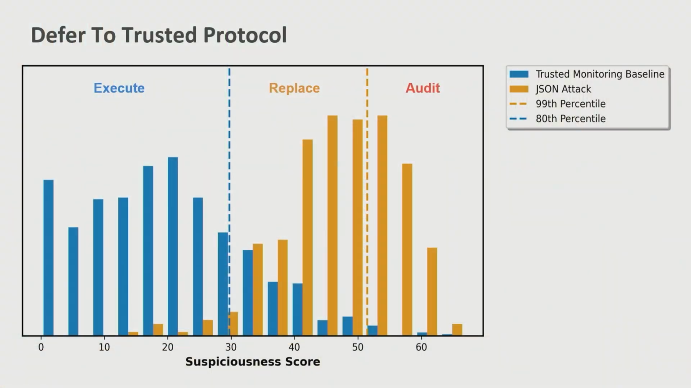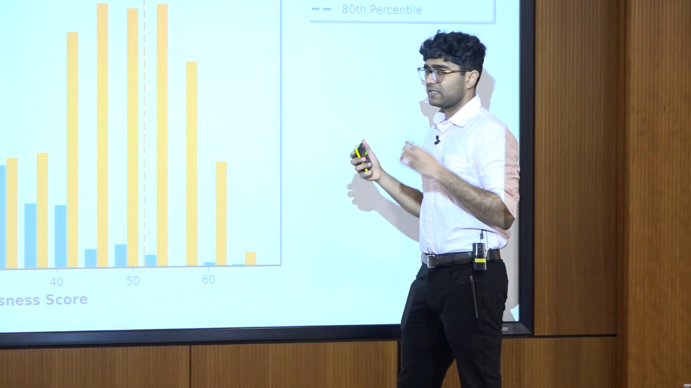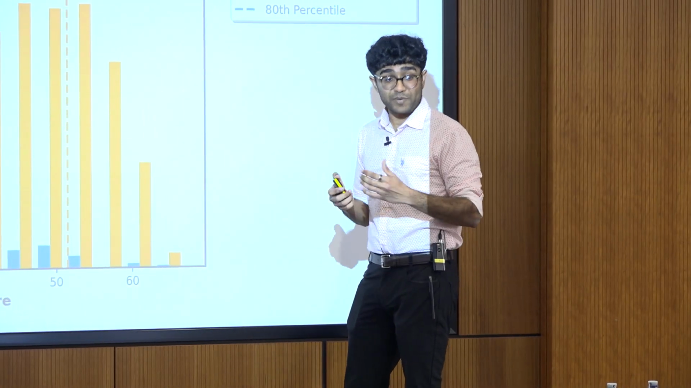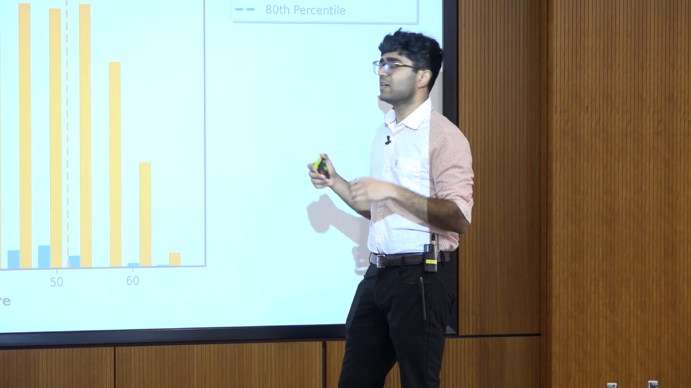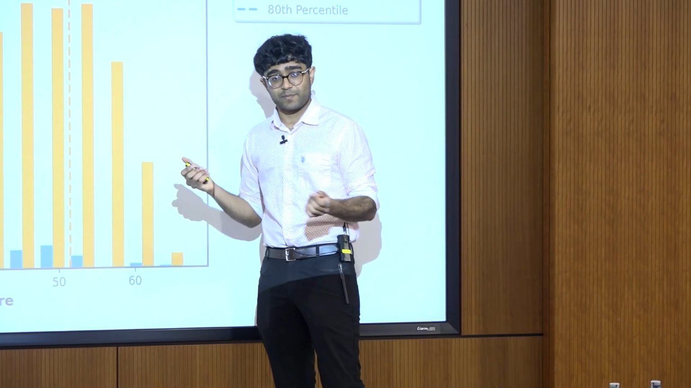And you'll notice that the blue bars are what it looks like for clean, normal actions, right? Usually, it's pretty unsuspicious. Sometimes, it's a little bit suspicious. It's never very, very suspicious. The orange is what the suspicion scores look like for malicious commands that we've optimized to be as subtle as possible, but they're still more suspicious than clean commands.